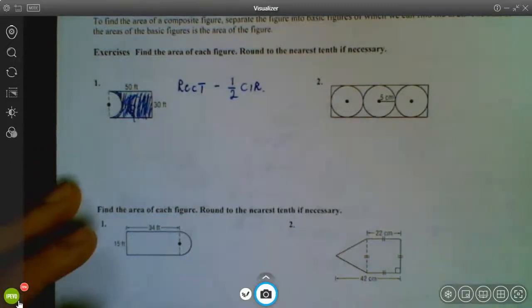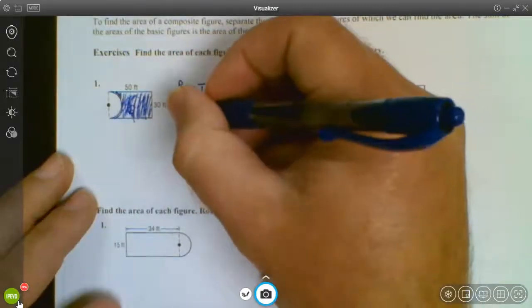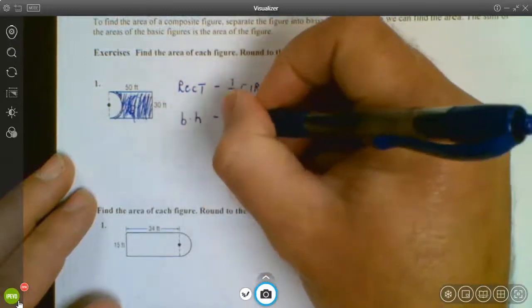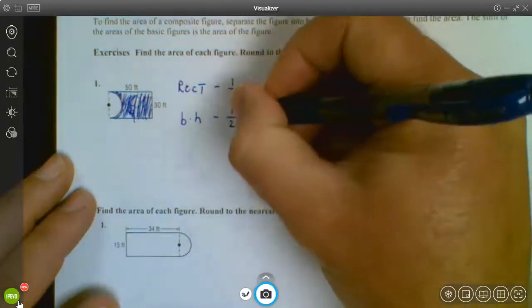From there, I would throw in the formulas. So I'm going to take a rectangle, which is base times height, and I'm going to get rid of half of a circle, which is pi r squared.